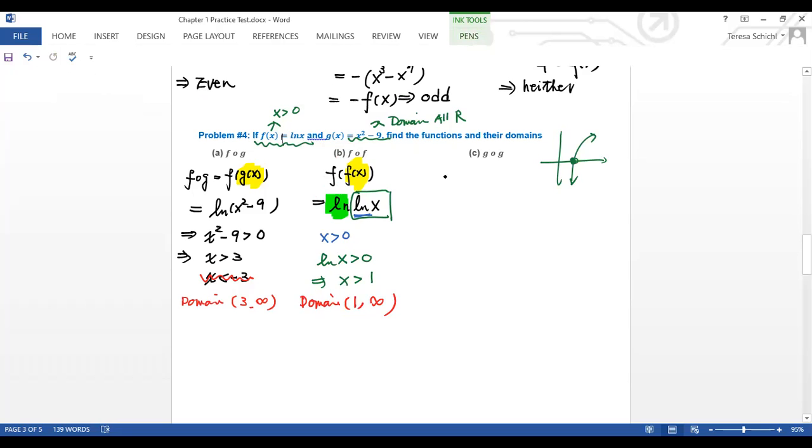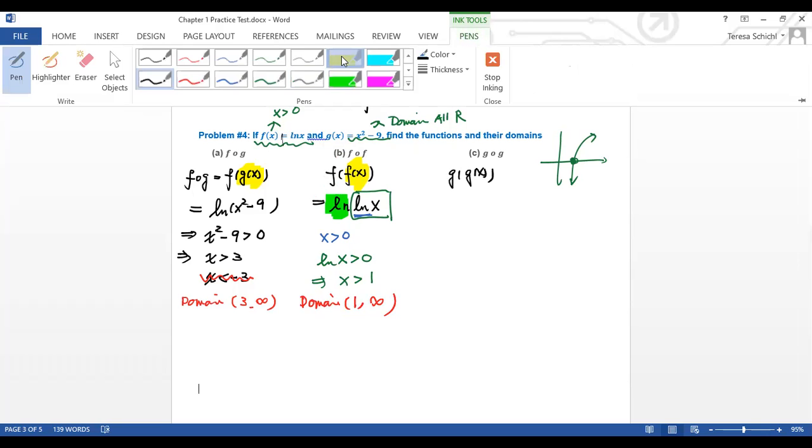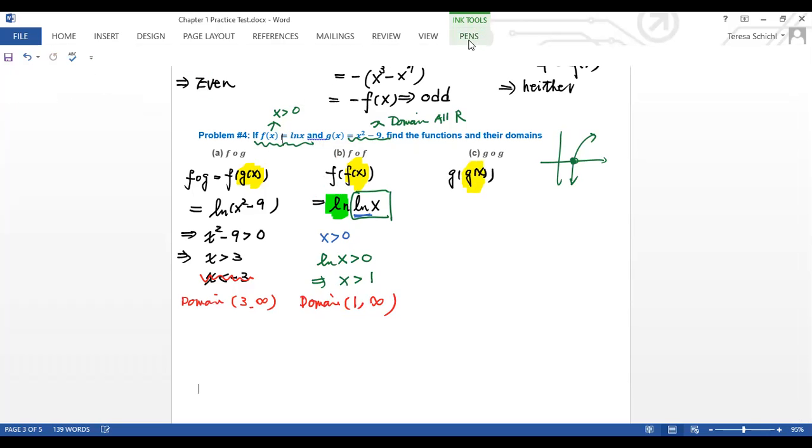This is g of g. So that means g of g(x), correct? That means you need to put whatever g(x) is into your x's here. So let's see here. This will be x squared, so it will be x squared minus 9, squared, and minus 9, right?